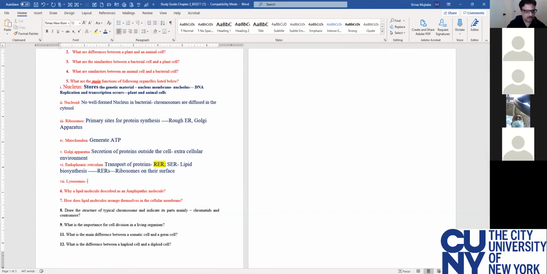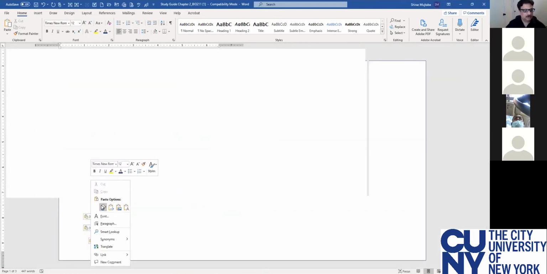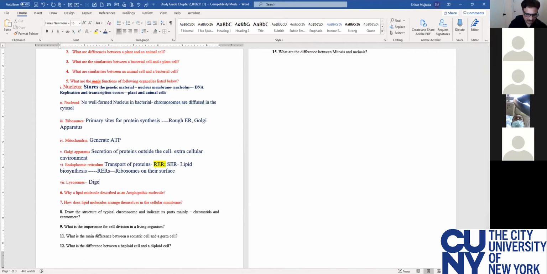What is the function of lysosome? Lysosomes contain digestive enzymes.